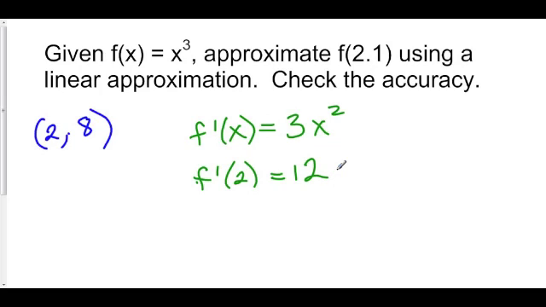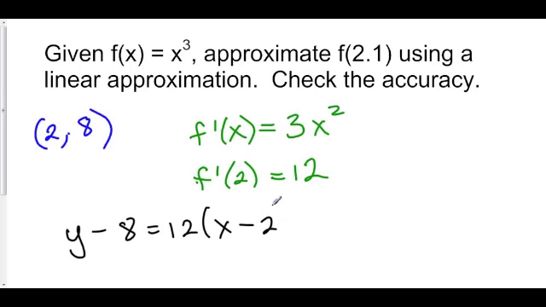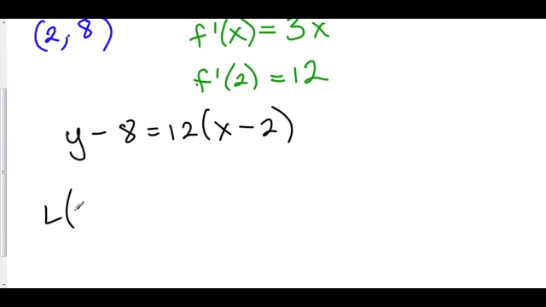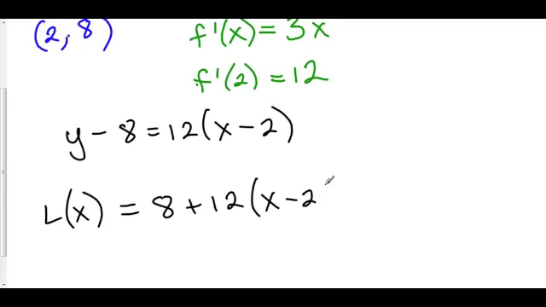All right, so we now have a point, (2, 8). We have the slope of our tangent line, which is 12. We can now find our tangent line. So we have y minus y1 equals m, which is 12, times x minus x1. And we're going to rewrite the linearization centered at x equals 2 by rewriting y as L of x and moving 8 over. So L of x is equal to 8 plus 12 times x minus 2.